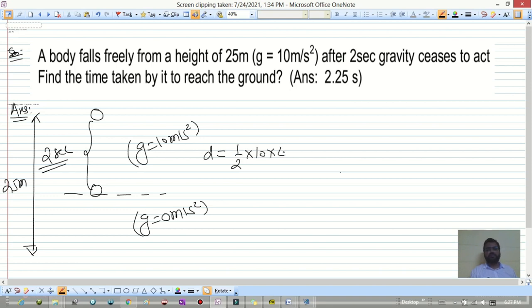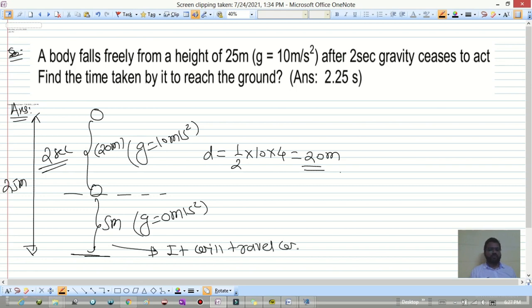g is 10, t squared is 4, which is equal to 20 meter, as you can see. So in 2 seconds, it will travel a distance of 20 meter. So what is the leftover distance we have? 5 meter. This distance it will travel with constant speed. Why? Because there gravity is 0, acceleration is 0.